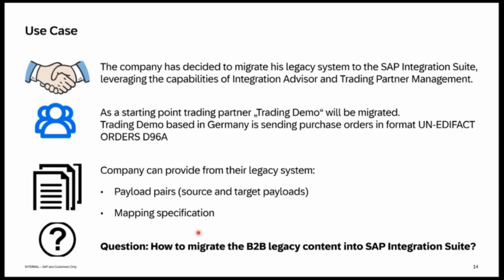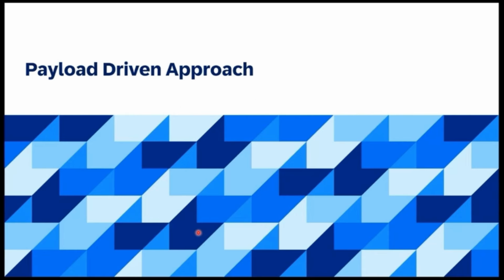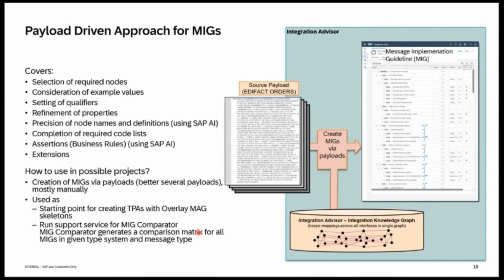Now the question is how to migrate the B2B legacy content into the SAP Integration Suite. So now we would be diving into this payload-driven approach. For this, we need a source payload and a target payload. The source MIG would be created with the source payload and the target MIG would be created with the target payload. Once the MIG is created, there are certain things you need to do. You have to select the required nodes as per the payload. Whatever nodes are there in the payload, you have to select those nodes.